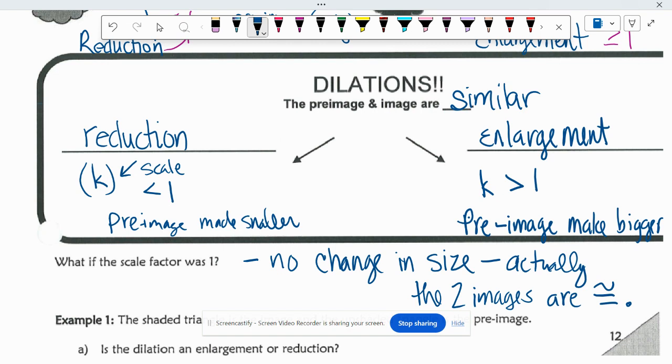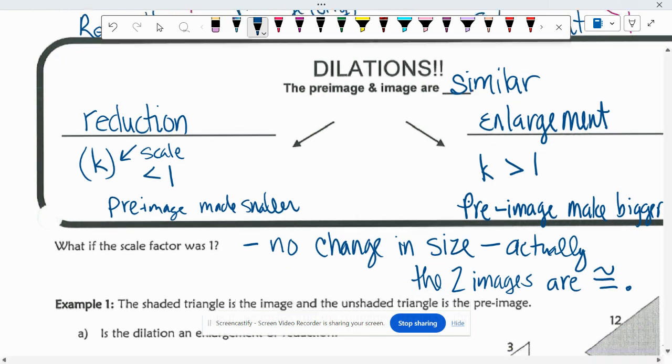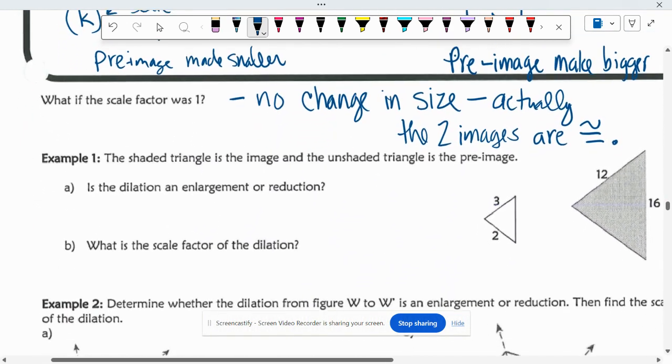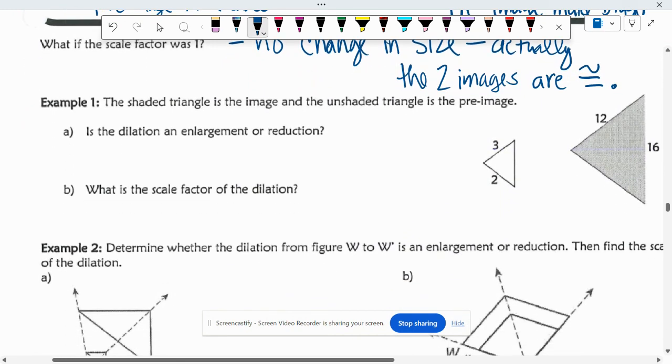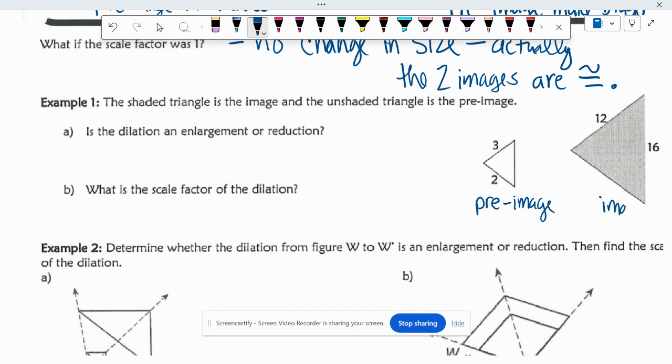So we're going to start our first example. It says the shaded triangle is the image. Remember, the word image means new. The shaded triangle is the image, and the unshaded triangle is the pre-image. So this is the little pre-image, and this is the image. And yes, it is an enlargement.